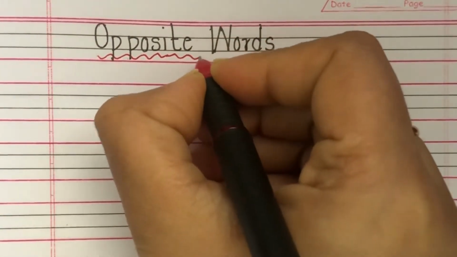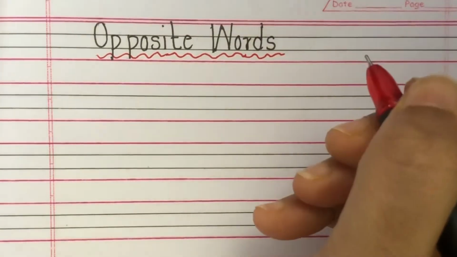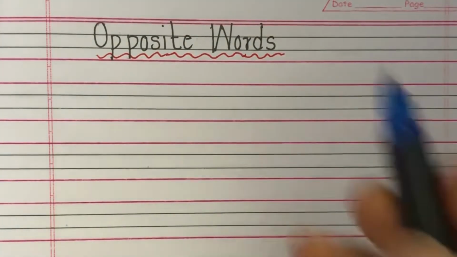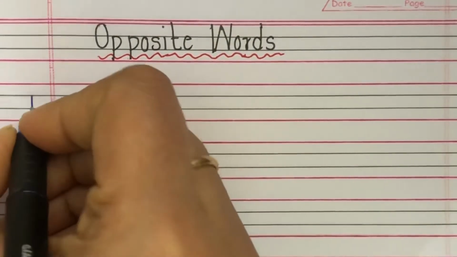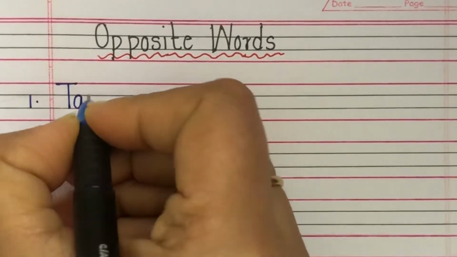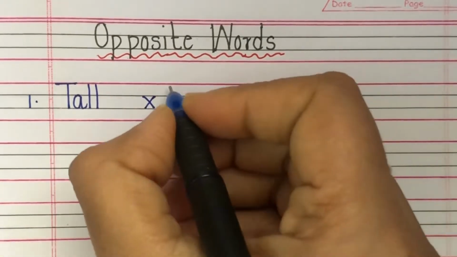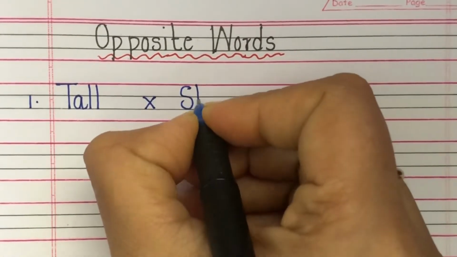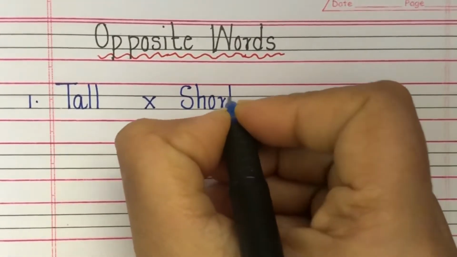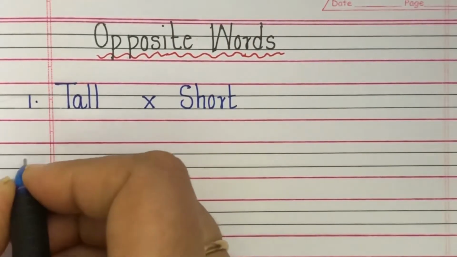In this class, let's learn some of these basic words to teach to kids if they've just started learning opposite words. First one is tall, T-A-L-L, tall. Opposite of tall is short, S-H-O-R-T, short. Tall means lamba, short means chota.